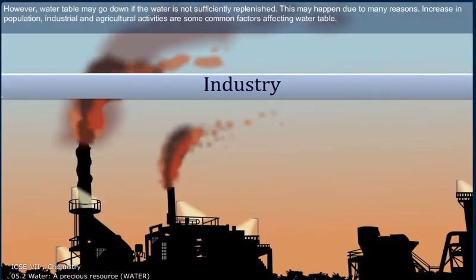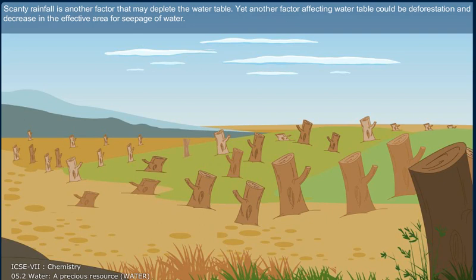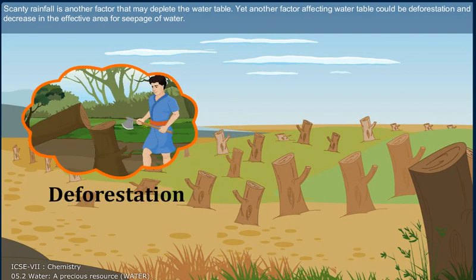Increase in population, industrial and agricultural activities are some common factors affecting water table. Scanty rainfall is another factor that may deplete the water table. Yet another factor affecting water table could be deforestation and decrease in effective area for seepage of water.